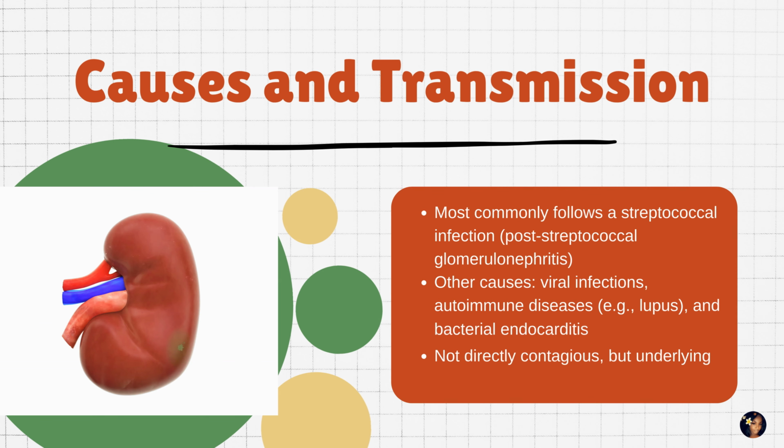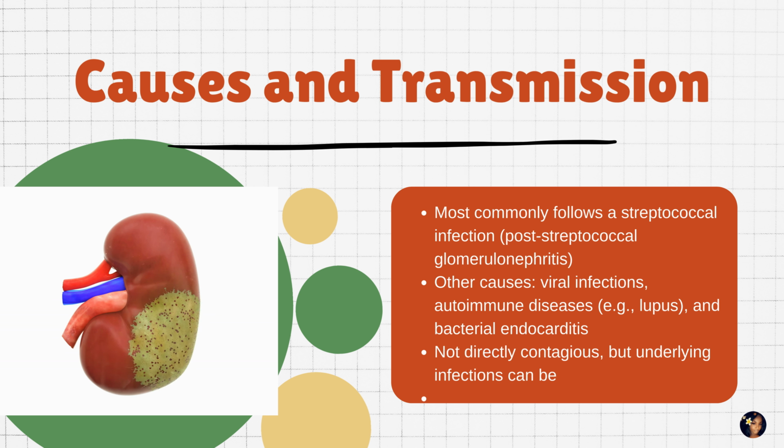Causes and transmission. Most commonly follows a strep infection. So if someone has a streptococcal infection, they're more prone to having this particular disease of the kidney. Other causes are viral infections and autoimmune diseases such as lupus and bacterial endocarditis. Not directly contagious, but underlying infections can be.